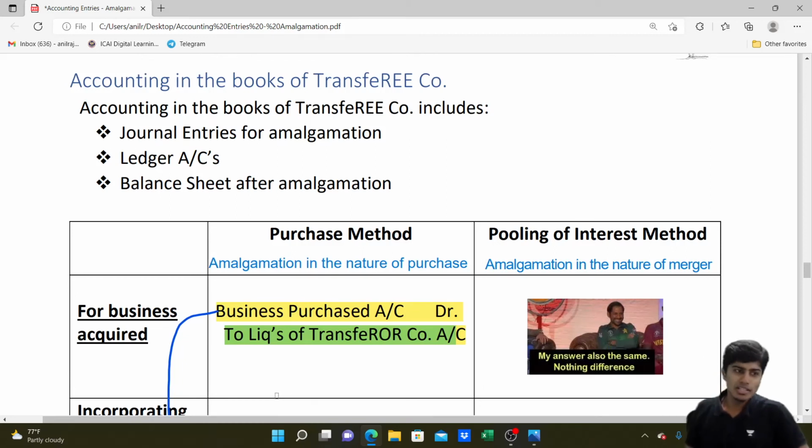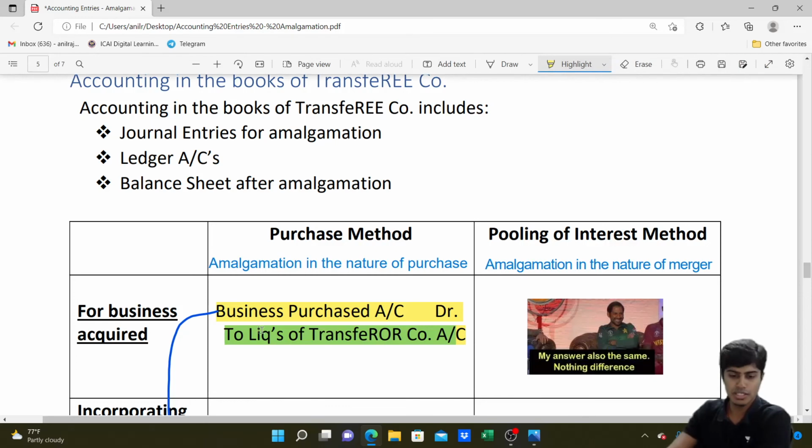This is the end of part 4, and in part 5 I'll be solving questions on amalgamation, the last two examination questions on amalgamation. So the first part is here, purchase method and pooling of interest method. In both the methods, what is the entry for business acquired?